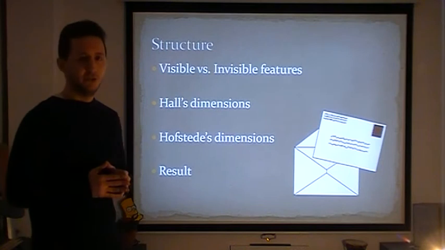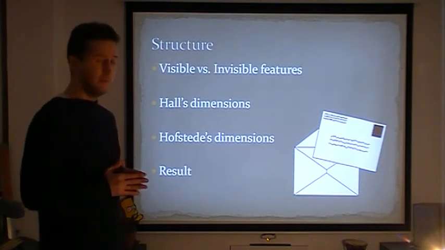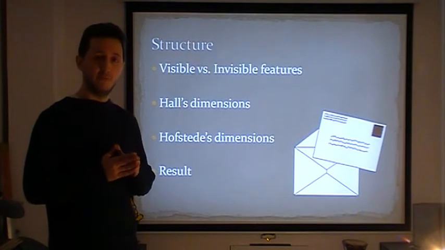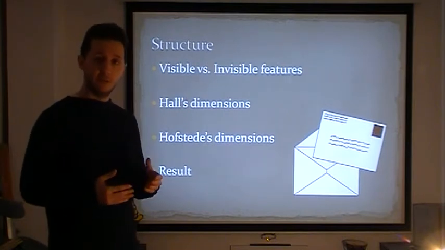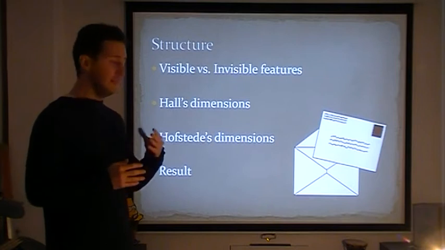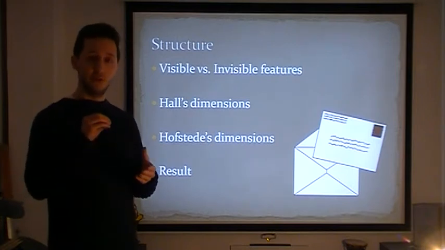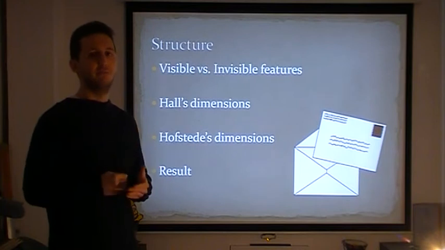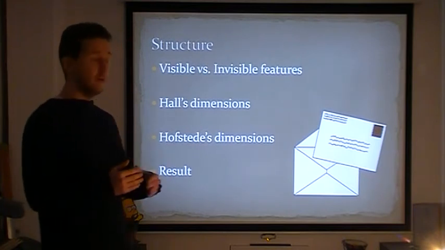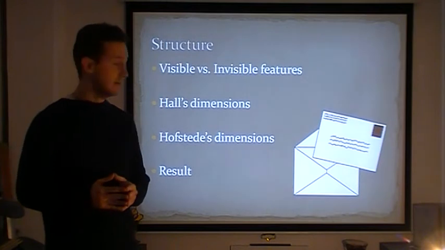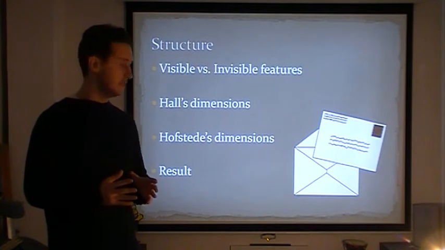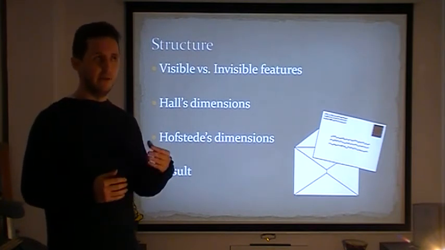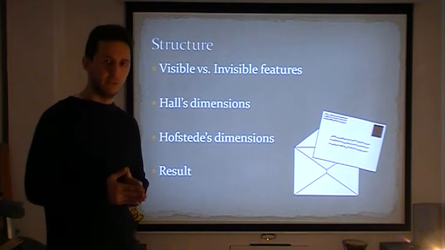I divided my presentation into 4 sections. First of all, I will be discussing the visible features of the original business letter of introduction. After that, I will talk about the invisible dimensions, and in particular Edward T. Hall's dimensions and the way in which these apply to the original version of the business letter of introduction. And following that, I'll do the same with Hofstede's dimensions. Finally, I will discuss the result of this project and my final version of the business letter of introduction.